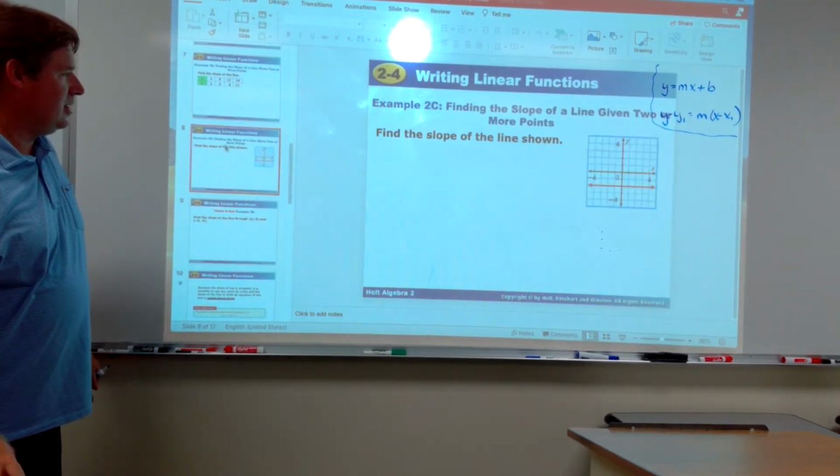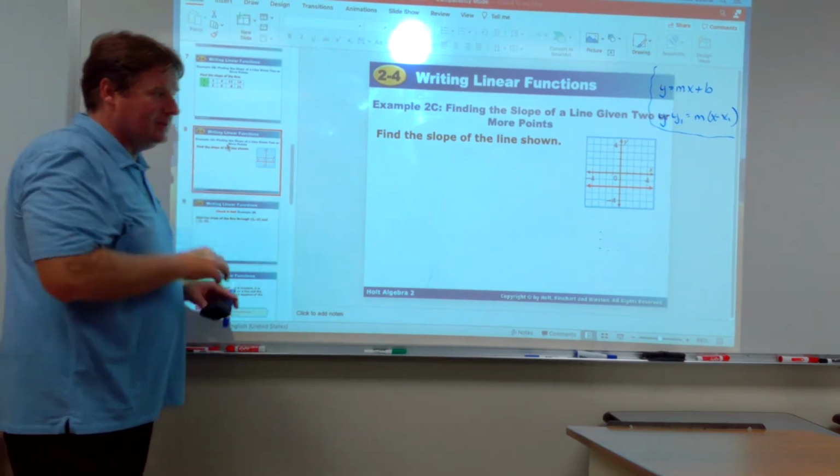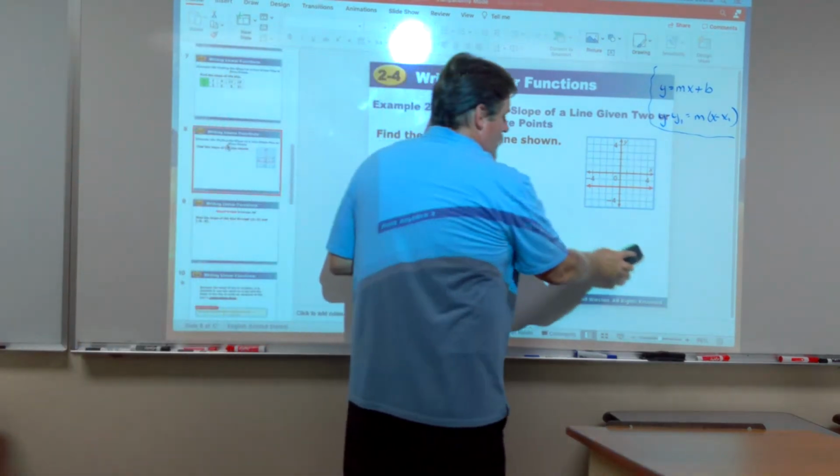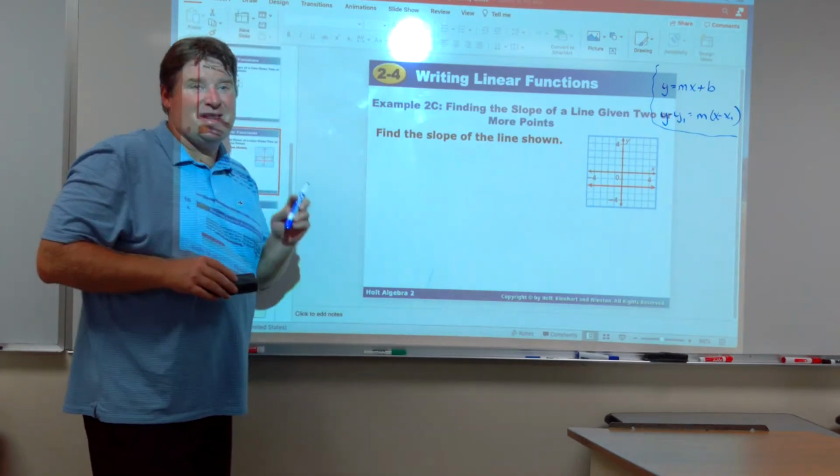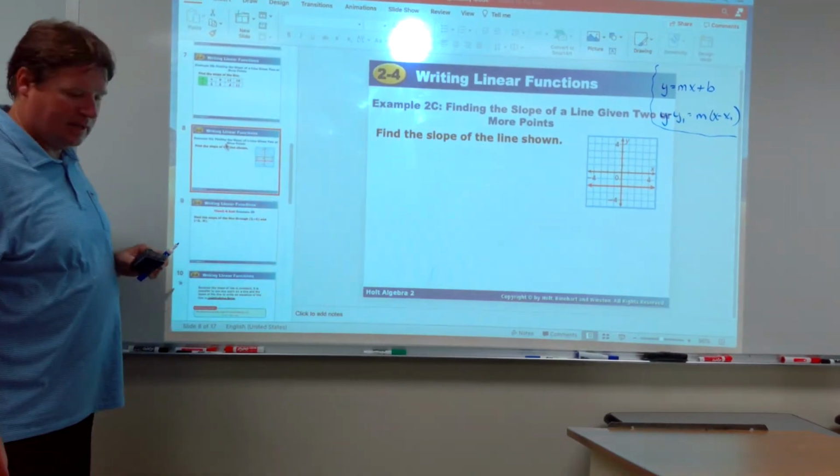All right. Now, a question. We'll try a tricky one here. What's the slope of this line? Well, look at that. There's no rise, is there? It's a horizontal line. Remember that the slope is 0. 0 is the slope of that line.